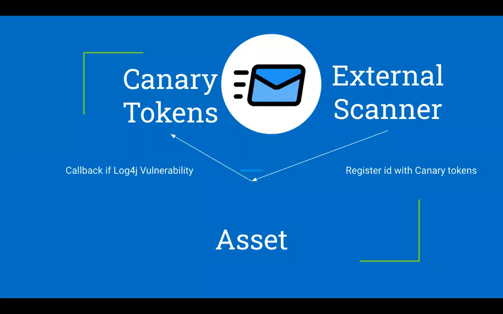The way this works is that when our external scanner scans a particular asset that you've provided, it registers an ID with canary tokens. When it scans the asset for the Log4j configuration in the user agent and headers, we put that ID in there and provide the canary tokens unique domain name with that ID. Then this asset will call back to canary tokens if that vulnerability is in there, and you get notified via email, okay?